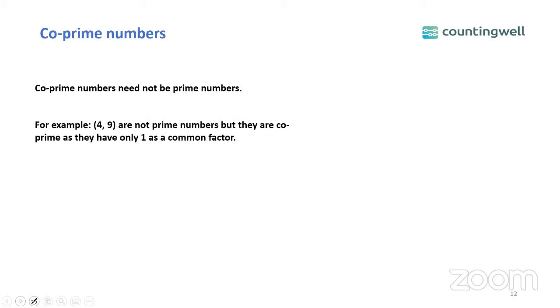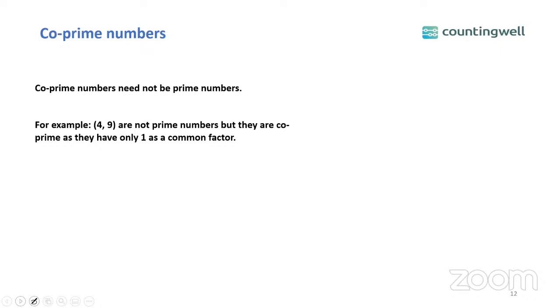Co-prime numbers. Co-prime numbers need not be prime numbers. For example, 4 and 9 are not prime numbers, but they are co-prime as they have only 1 as a common factor. So, it is not necessary that the set of numbers should be prime numbers for that set to be co-prime.